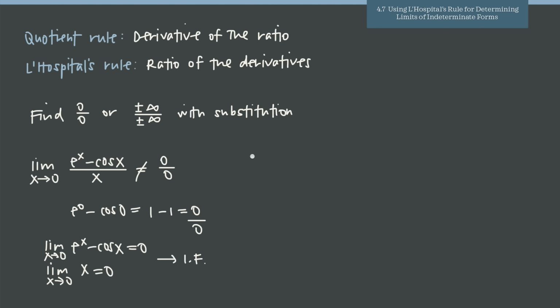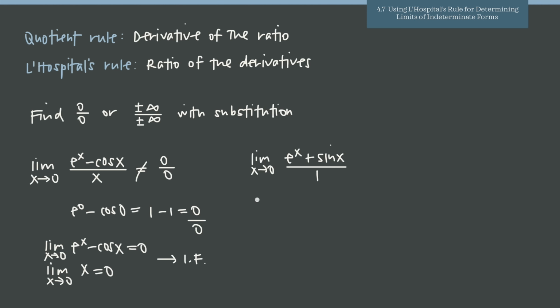rule. And to do that, we leave the limit notation as is, and then we replace the numerator with its derivative. So the derivative of e to the x is still e to the x, and the derivative of cosine of x is negative sine of x. So we get minus negative sine of x or plus sine of x. And then in the denominator, we replace the denominator with its own derivative. The derivative of x is 1. So we've applied L'Hopital's rule once.